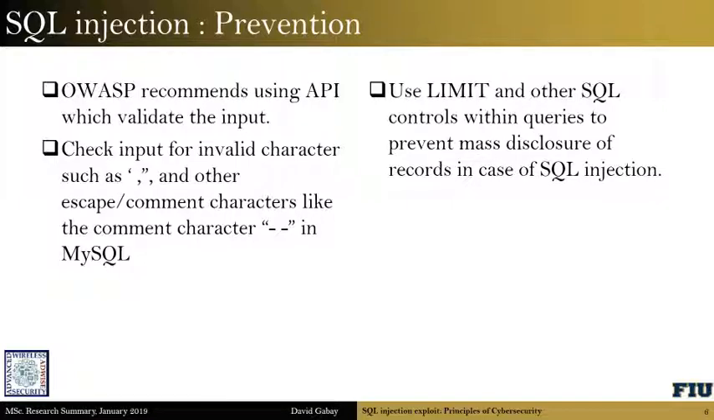Another possible countermeasure is to use a limit in the SQL controls with the queries to prevent mass disclosure of records in case of SQL injection. So as you saw, we could see all of the records in that database when we exploited it. If you put a limit that says max 2, then you would only be risking 2 records, which is still bad, but if you really want to, maybe limit 1, and maximum casualties here are 1 record.